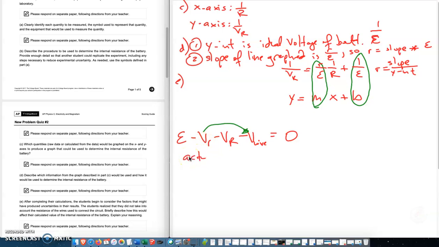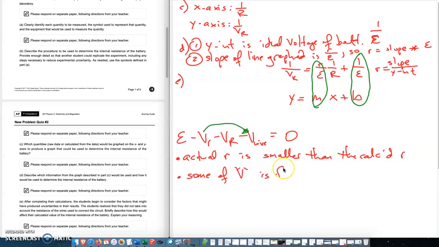So actual R is smaller than the calculated R. And this is because some of the voltage is from the wires and not from the internal resistance.